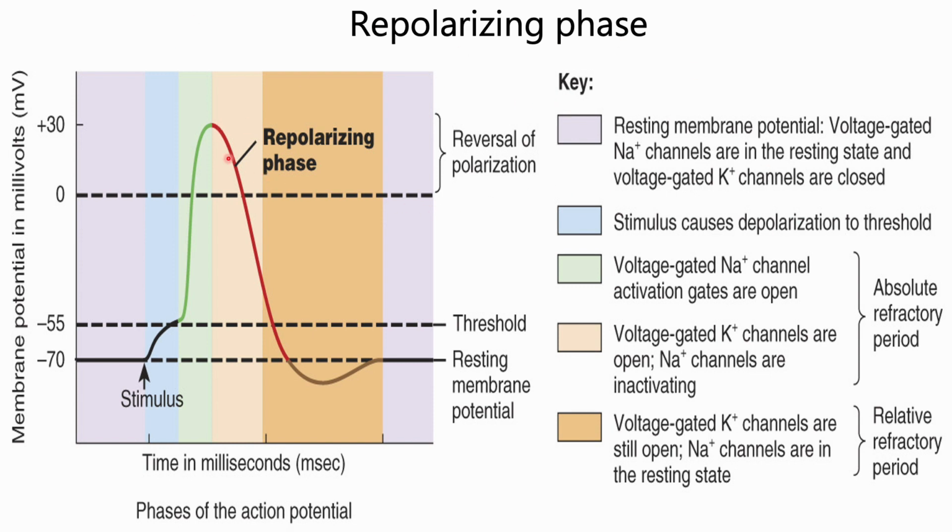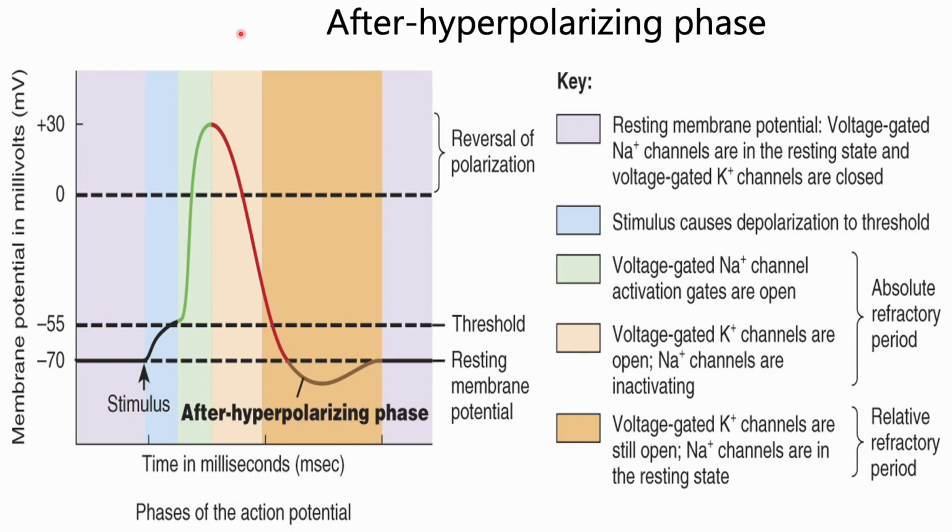Repolarizing phase, this is the falling phase of the action potential. After this positive 30 has been reached, after the peak has been reached, the membrane potential is going back to its resting potential. It's moving back down. And then we have this after-hyperpolarizing phase. After the resting membrane potential is reestablished, we see this undershoot.